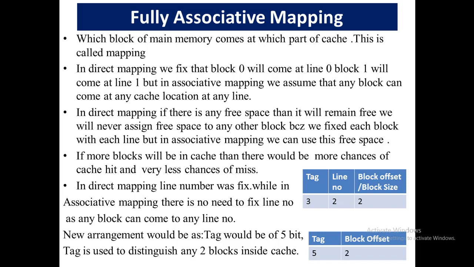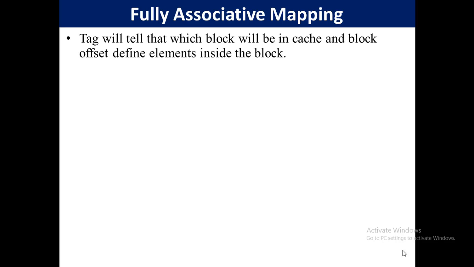Tag is used to distinguish any 2 blocks inside cache because every block has a different tag. Tag is the main element that distinguishes between the different blocks. A tag tells which block will be in cache. Block offset defines elements inside the block.